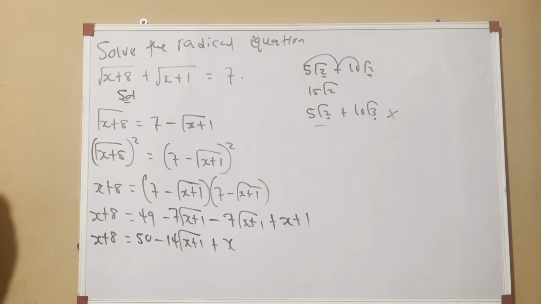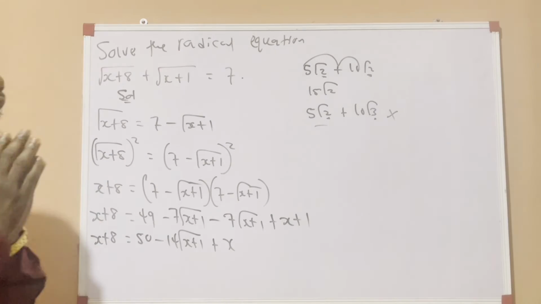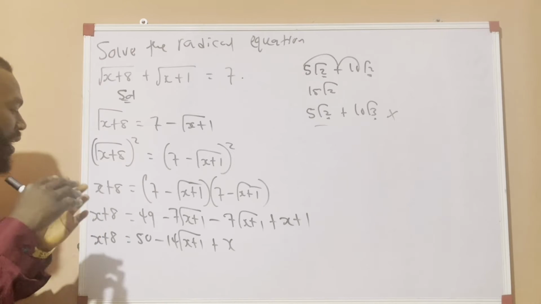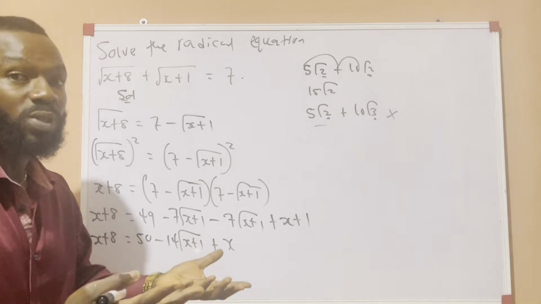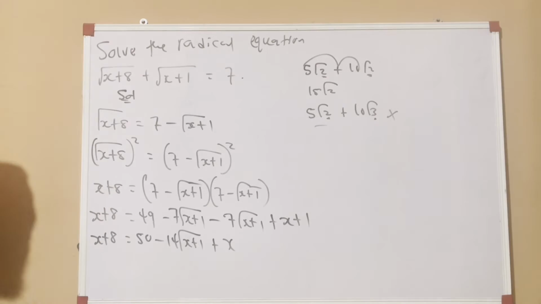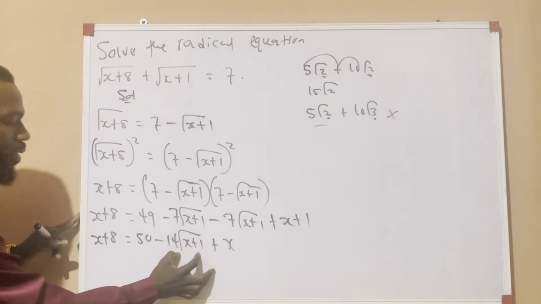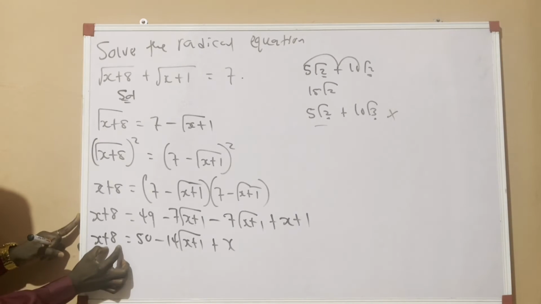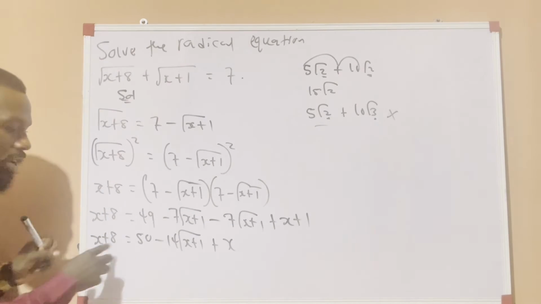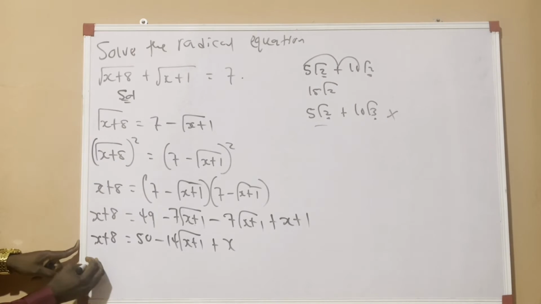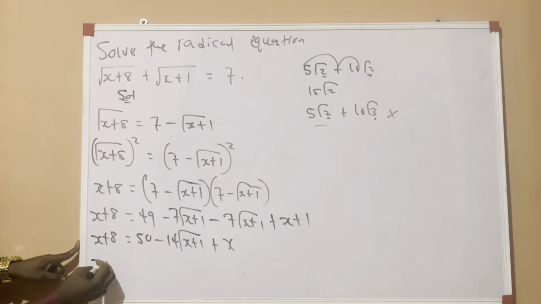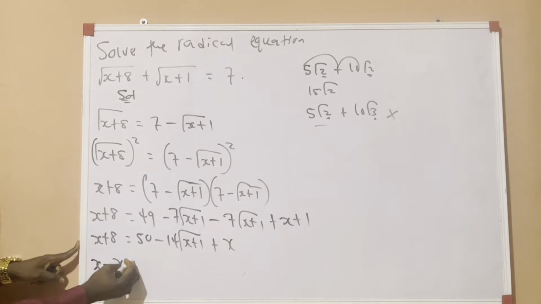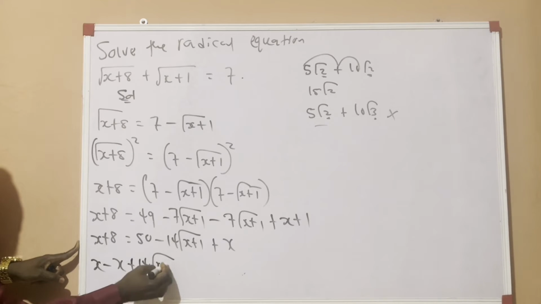So now without wasting time, what we are going to do is let us take all the numbers that have to do with x to one side of the equation, and the numbers that are just whole numbers without x to the other side. Okay, good. So it means minus 14 root x plus 1 comes to the left hand side, plus x also comes to the left hand side, and then plus 8 goes to the right hand side to make 50. So let's start. Here becomes this x. If plus x crosses, it becomes minus x. If minus 14 root x plus 1 crosses, it becomes plus 14 root x plus 1.